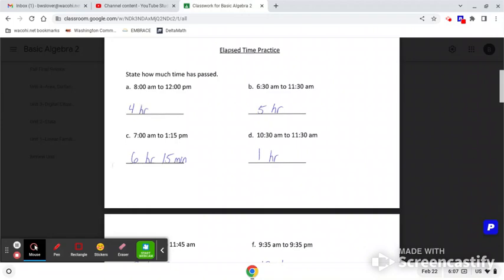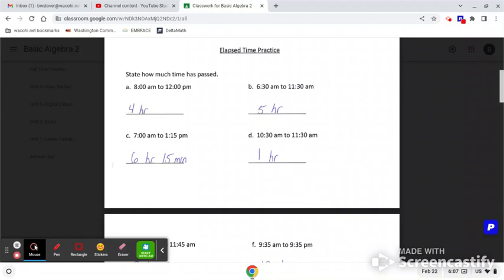I am a huge fan of finger counting for elapsed time. So you just start counting. The first one says 8 a.m. to 12 p.m., or 8 to noon. So 8 is where I'm starting. After 1 hour, I'm at 9. Another hour is 10, another hour is 11, and another hour is 12. So 4 hours have passed between 8 and 12.